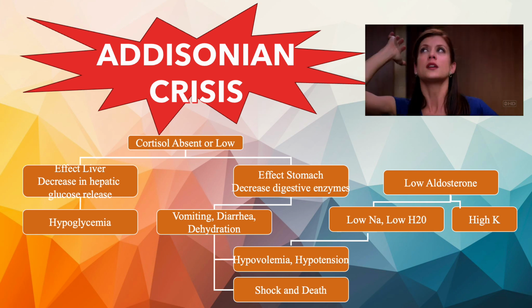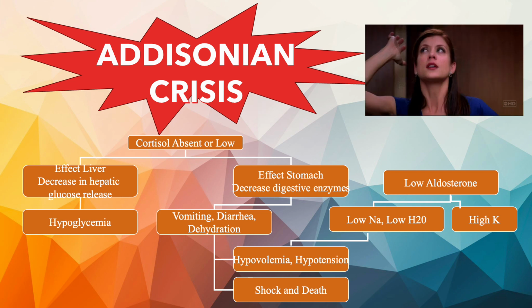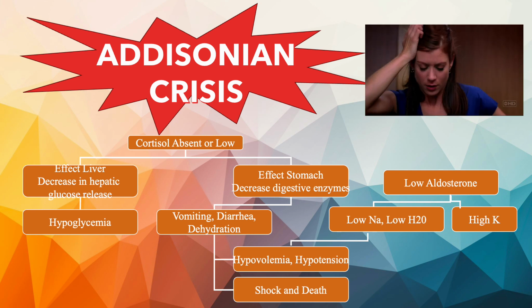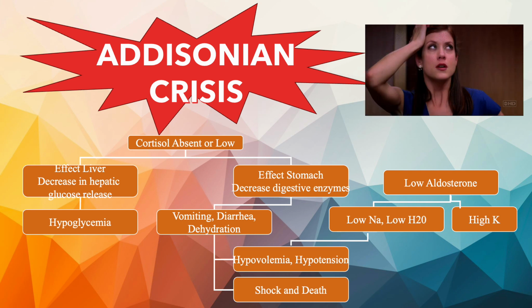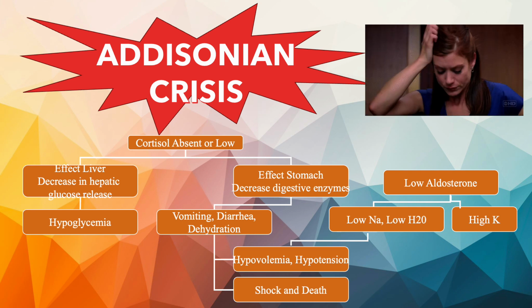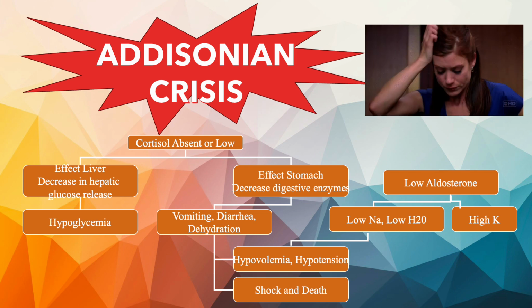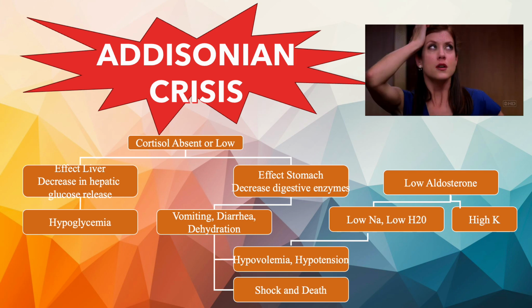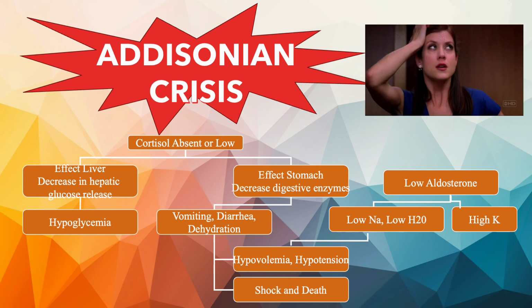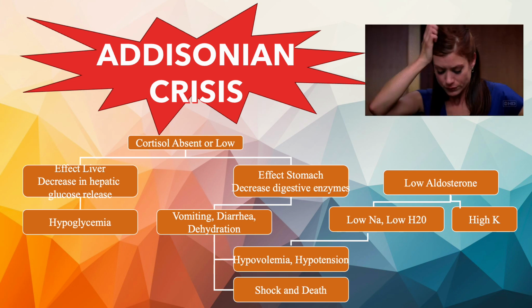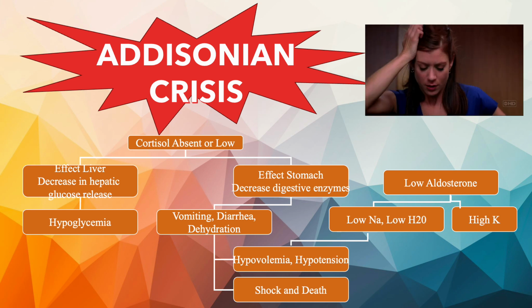We can also have major electrolyte imbalances with Addisonian crisis due to the loss of aldosterone, because as we mentioned, this is going to cause sodium and water to fall, leading to immediate loss of water and sodium in the urine, which is another reason why the patient becomes hypovolemic and hypotensive. This will also further advance shock and potential death for the patient.